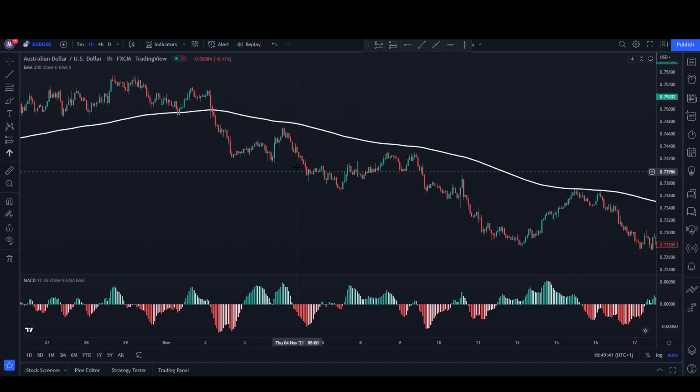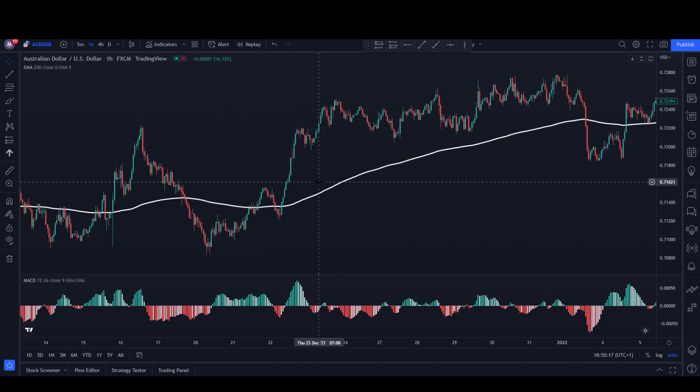You would have gone short again right here, placed a stop loss there. You would have probably reached your 1-to-3 risk to reward ratio. You would have gone short again right here, here. And we're looking for long positions when price closes above the 200 EMA and the MACD turns bullish.